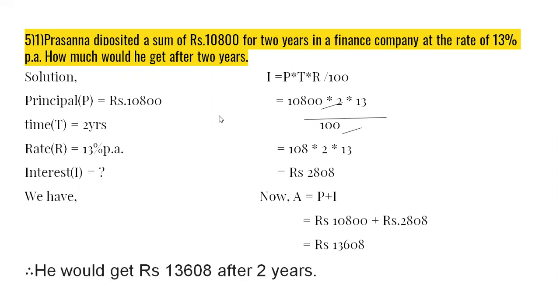After this, we have to look here, the word answer is compulsory to write here. This is the process, and our answer is coming there, 13,608. You know this cancelling: you have to cancel up and down, and the remaining numbers we have to multiply. Now let's move to the next slide.